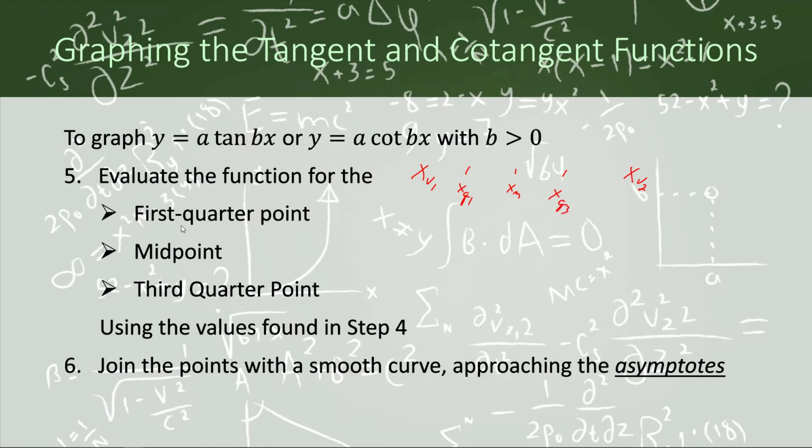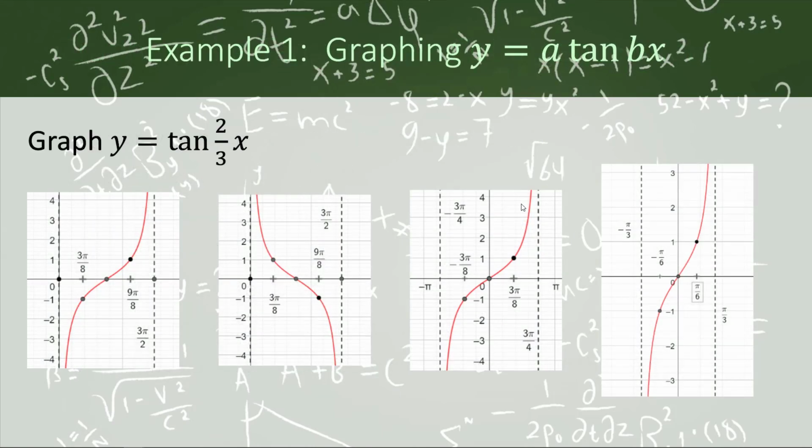Once we've found these points, we want to evaluate the tangent or cotangent at those points. And once you've done that, you can either plot the points or use this information to determine the correct graph. Okay, well, let's see how this works in an example. And this is our first example.